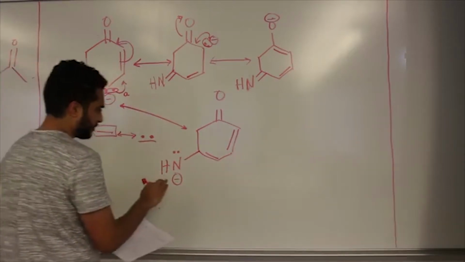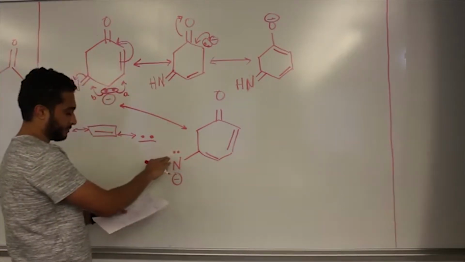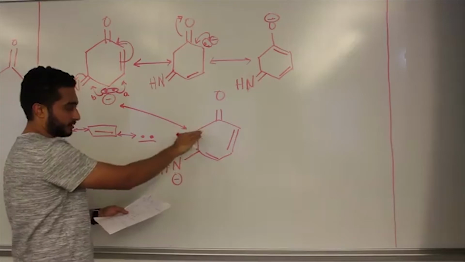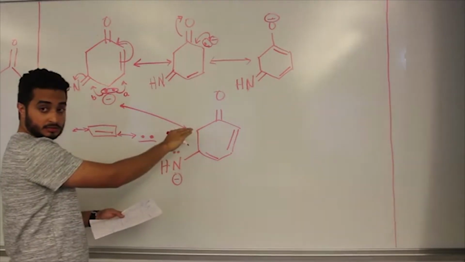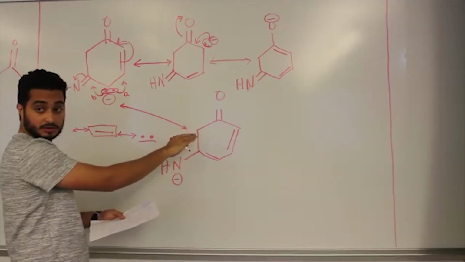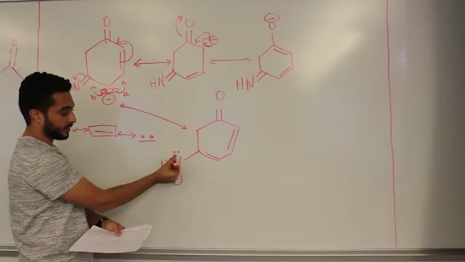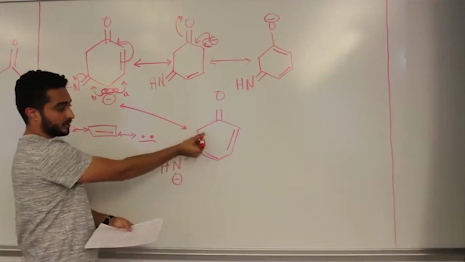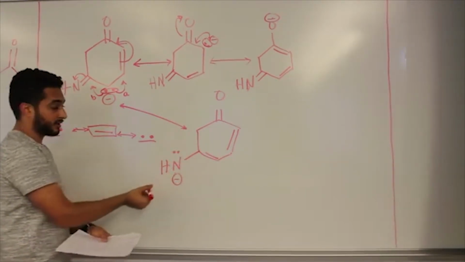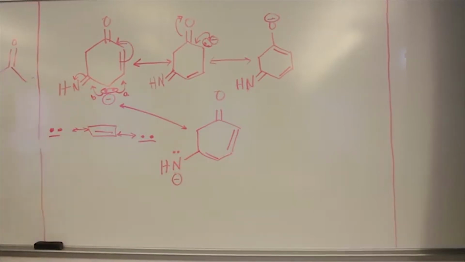Now, can I go further in this? If I use these lone pairs and I bring them back here, will it change anything on this side? No, right? So we know we're done. Now, the question is, which one of them is the major contributor? Does anybody know how to figure that out?